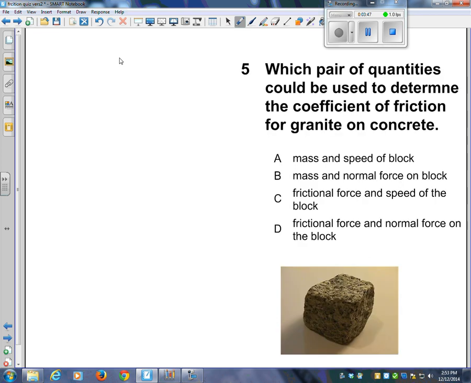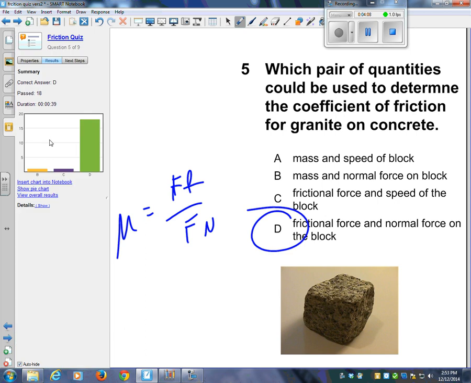Which pair of quantities could be used to determine the coefficient of friction for granite on concrete? Would it be the mass and speed of the block, mass and normal force in the block, frictional force and speed, or friction force and normal force? Well, mu is always Ff over Fn, which is D. And yay, most people got that right.